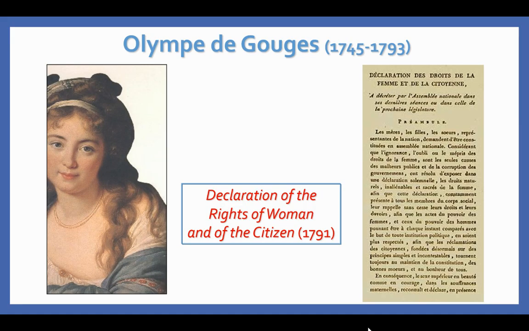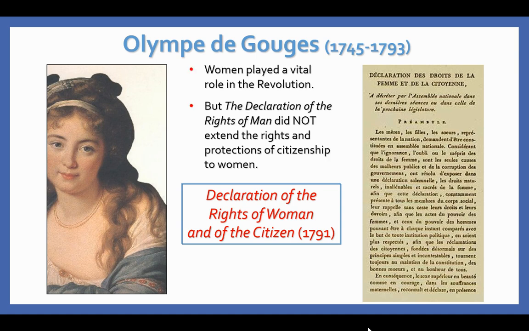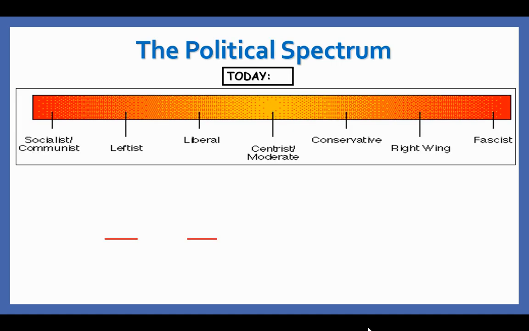This is why Olympe de Gouges, whom we wrote about before, wrote the Declaration of the Rights of Woman and Citizen and began the fight for feminism. She was a woman who played a vital role in the revolution and essentially argued that women were equal to men. Unfortunately, she was put to death during the Reign of Terror. More on that later.